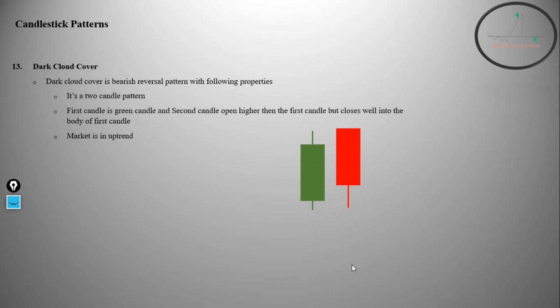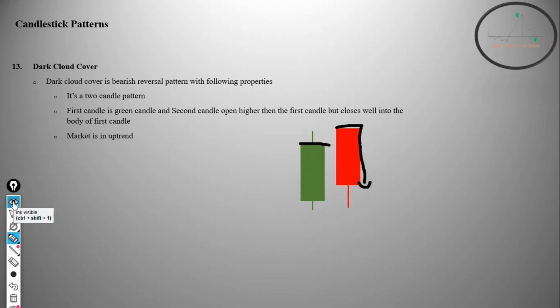Dark cloud cover is a bearish reversal pattern, and this is a pattern of two candles. The first candle has to be a green candle and the following candle a red candle which opens higher than the close of the previous candle but closes within the previous candle, lower than the previous candle's close, and the market has to be in an uptrend. So that is dark cloud cover.